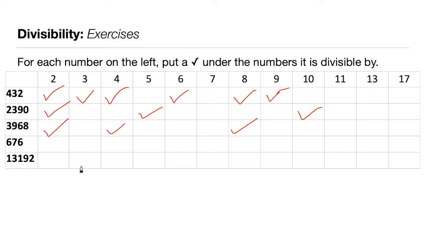Let's try the divisibility of 11: 3 minus 9 plus 6 minus 8. Is it divisible by 11? Let's check. 3 minus 9 is minus 6. Minus 6 plus 6 is 0. The remaining one is the answer, minus 8. So this is not a multiple of 11 nor 0, therefore it's not divisible by 11.